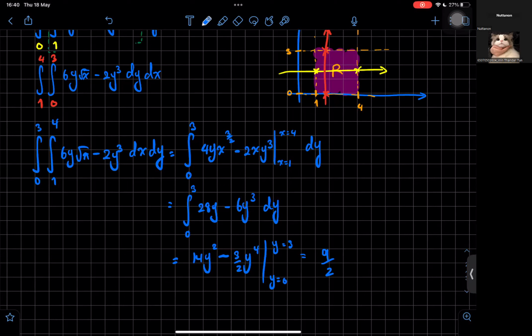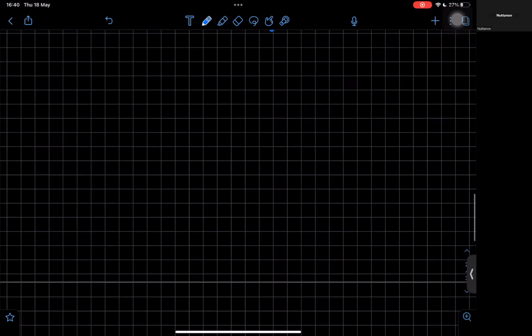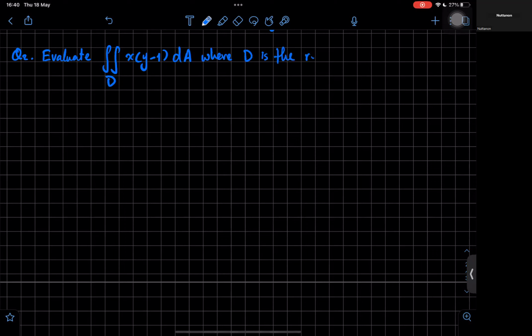Okay, so next one, question 2. The integral of y minus 1, where D is bounded by y equal to 1 minus x squared and y equal to x squared minus 3.